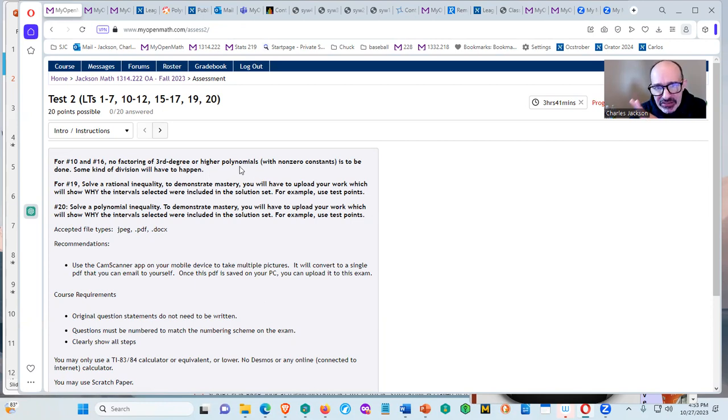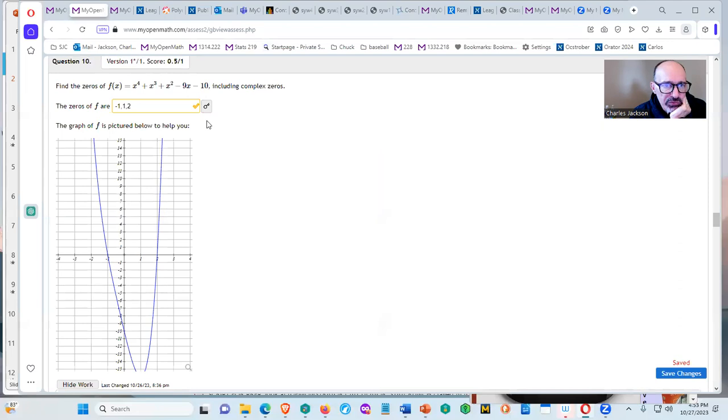Now the third degree part, that's easy, right, Jacqueline? We just had a fourth degree, so we know that's included in this. With a non-zero constant is to be done, some kind of division will have to happen. So in this problem, we know that you just couldn't use factoring for the whole thing. Now, that doesn't mean you couldn't use factoring when you've reduced the fourth degree to a second degree.